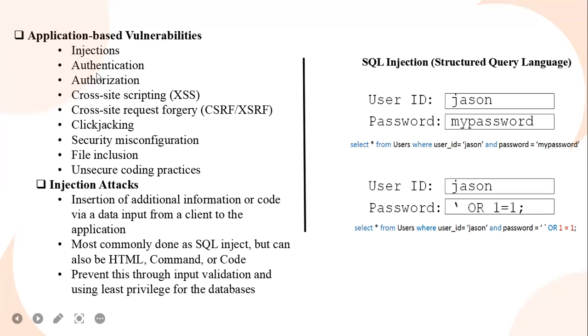So all of these things are well documented in OWASP, Open Web Application Security Project. The project is on GitHub also. There's a website for it. You could search on it. And these are different types of vulnerabilities that you can have: injections, authentication, authorization, cross-site scripting, cross-site request forgery, clickjacking, security misconfiguration, file inclusion, unsecure coding practice. So these are the things that you can be testing as a penetration tester.